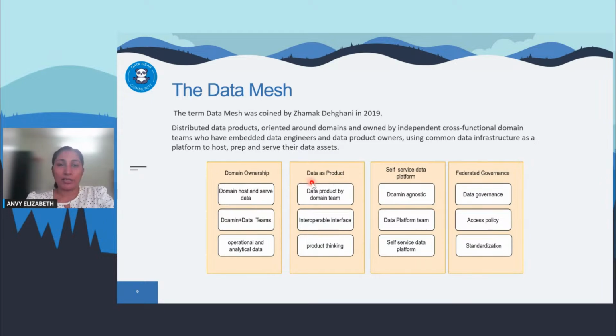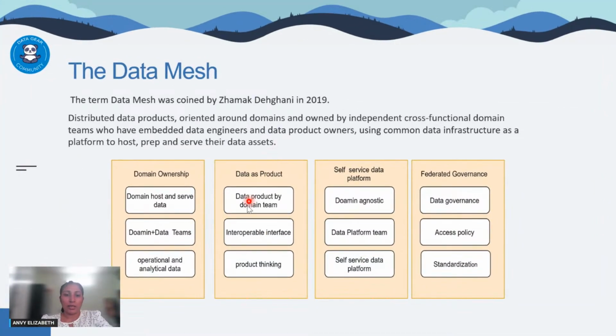The next pillar is data as a product. In data as a product, the philosophy of product thinking is brought onto the analytical data. So each domain team will create their own data as a product and provide it to the other domains. So the data should be interoperable and should have all the information required by other data domains.